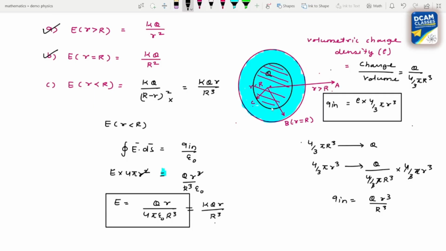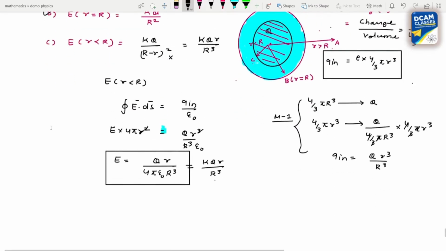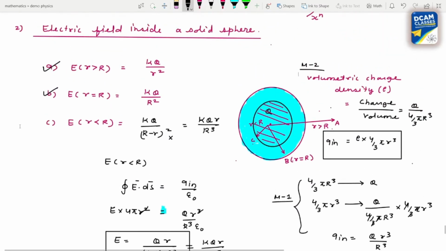There are two ways. Either you can do by this method, if you are comfortable in this, or you can do by this volumetric charge density. Both are fine. Now I will ask you to draw the graph between electric field versus R.